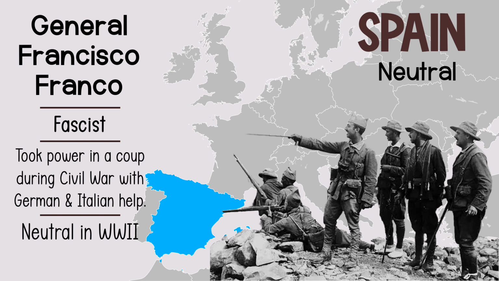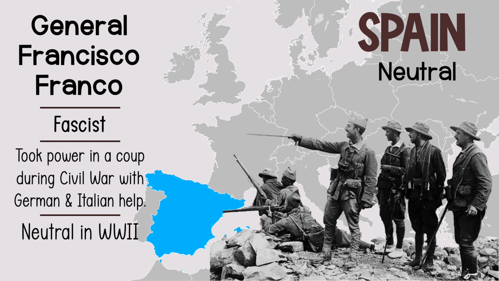The first fascist dictator we need to know about is General Francisco Franco. Franco, a Spanish general, rose to power in the early 20th century through his leadership during the Spanish Civil War. After the war, Franco, with the help of Germany and Italy, established a dictatorship in Spain, becoming the country's absolute ruler. During World War II, Spain remained neutral and did not officially join either the Allies or the Axis powers.